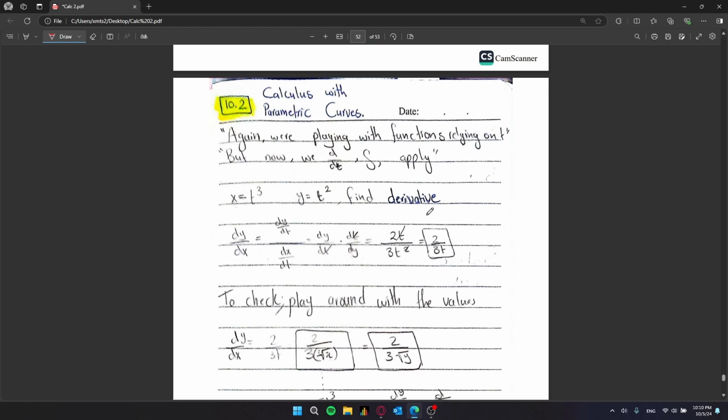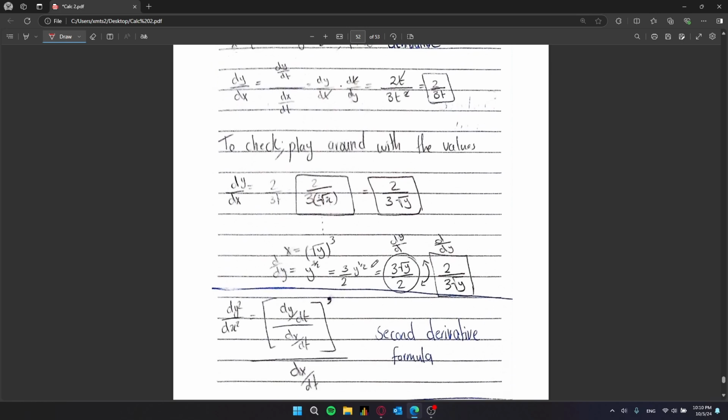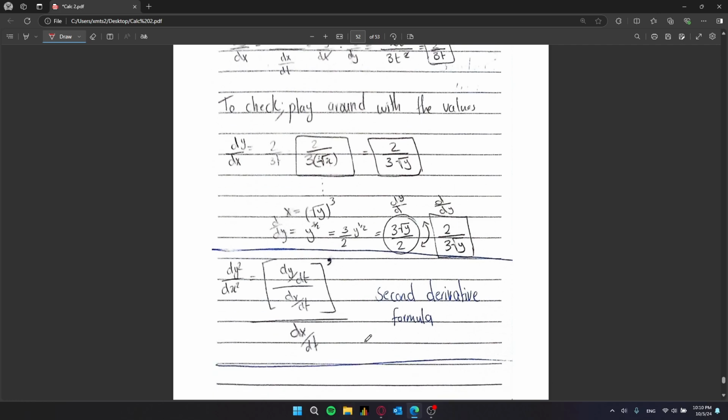That's genuinely the entire lesson. There's nothing else to it. The second derivative formula is just going to be the derivative of dy over dx divided by dx, all with respect to t. That is all there is to it.